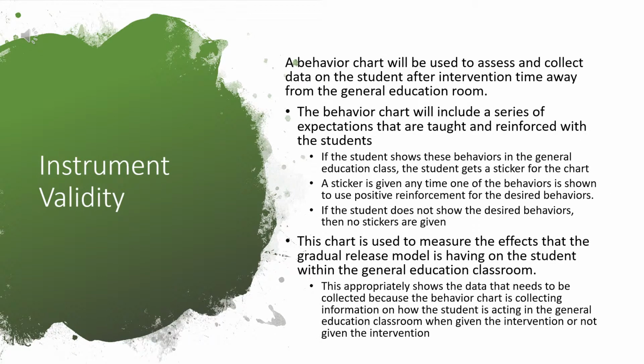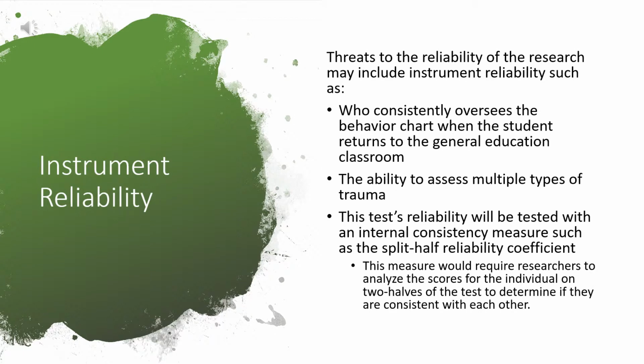For my instrument, I used a behavior chart that will be used to assess and collect data on the students after the intervention time away from the general education classroom. So the behavior chart includes a series of expectations that are taught and reinforced with the student. If the student shows the desired behavior, he gets a sticker for the chart. And a sticker is given anytime any of the desired behaviors are shown. If the student does not show the desired behaviors, then no stickers are given. This chart is used to measure my instrument reliability.